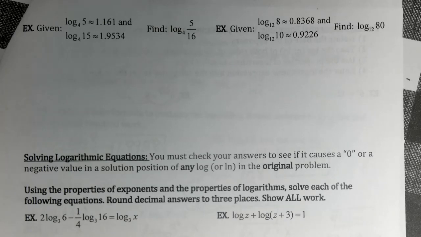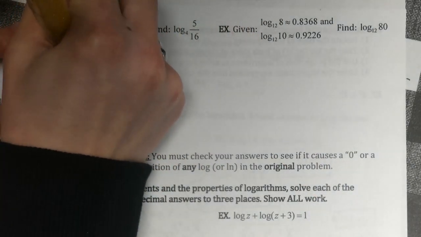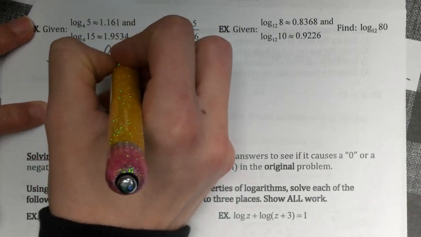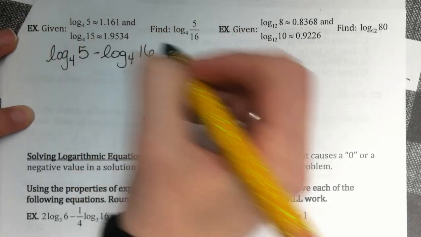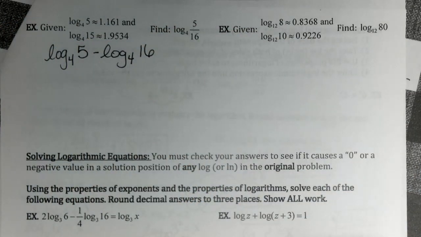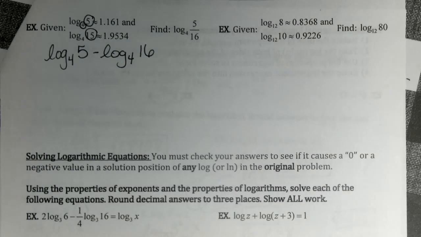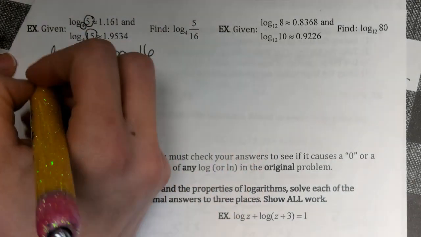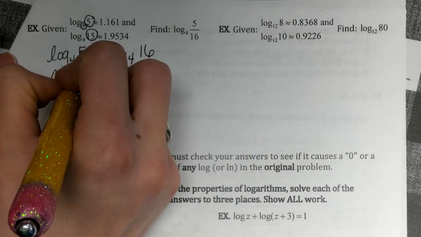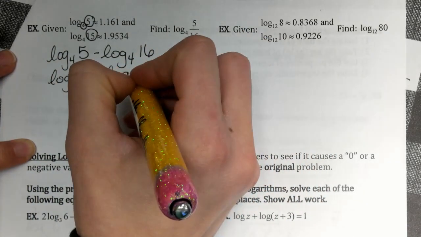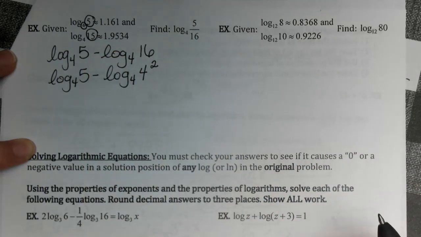I'm going to start by separating. Before I do anything, that's going to be my first step. So log base 4 of 5 minus log base 4 of 16. So what numbers can I work with? 4, 5, and 15. I can manipulate 16 to become what? 4 squared.